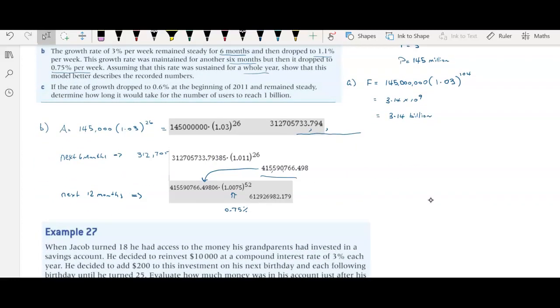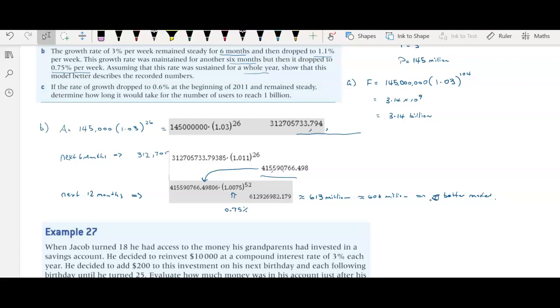So this is a much better model. So this is a way to show that this model better describes it. That's roughly 613 million, which is roughly 608 million. So we could say that's a better model than the 3% per week, which was clearly way out. Cool. All right, part C.